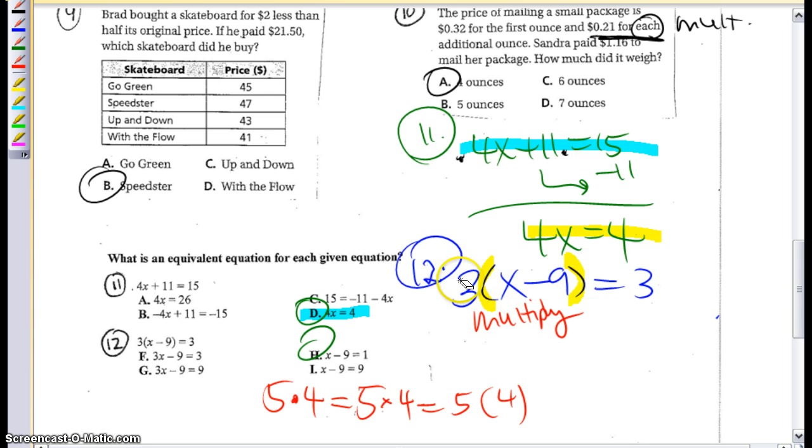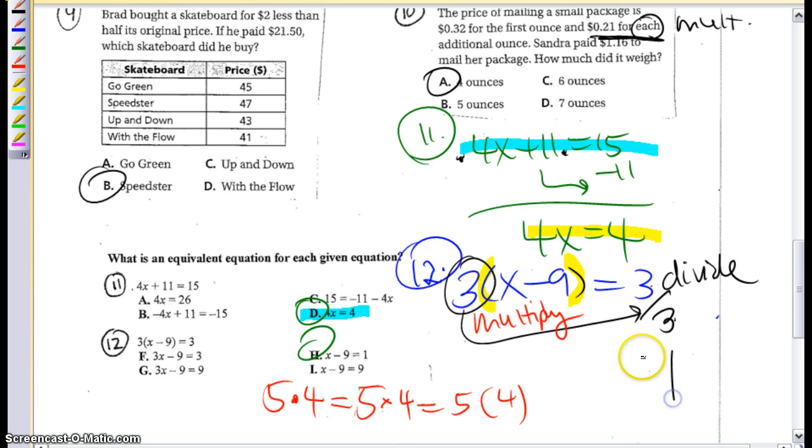So 3 is being multiplied by x minus 9, which means that if I were to take this 3 and move it over here, I would divide it with the 3 on the right side of the equal sign. So if I divide 3 with 3, I get 1. And so 1 is equal to x minus 9, since I still have that on the left side. And that's how I got H.